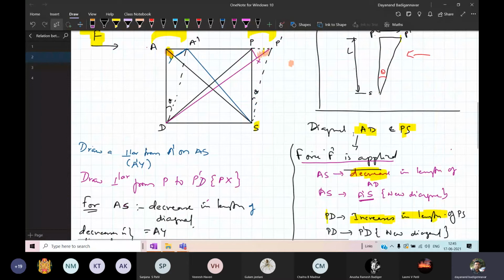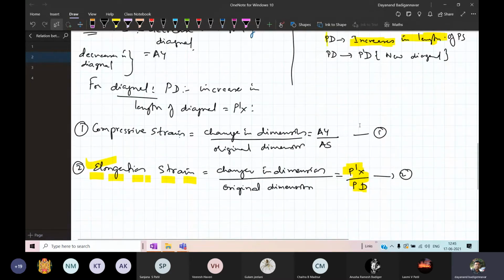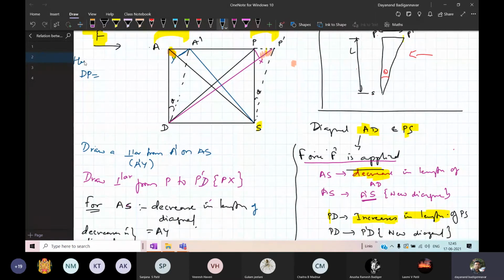Okay. Now here, what happens is that since I have drawn a perpendicular from A dash to Y, I have to make a note. The note is that DP, or PD, I can write as DP. This diagonal DP will be equal to dx. dP is equal to dx.